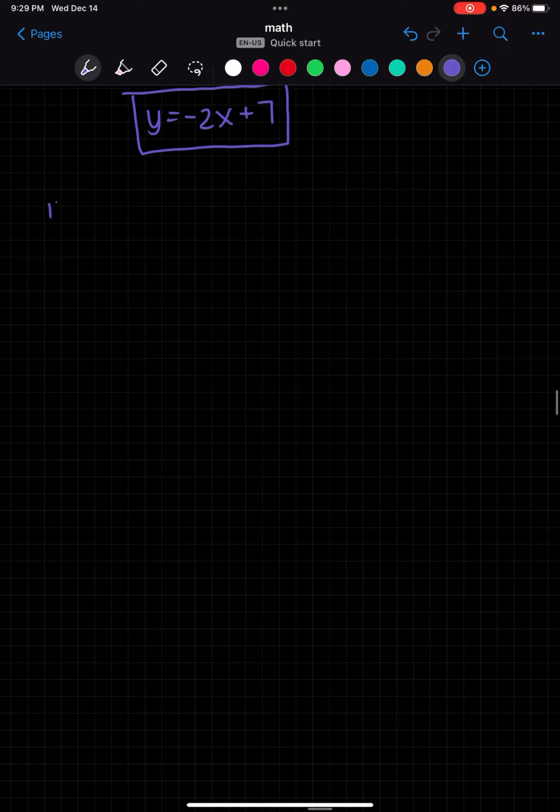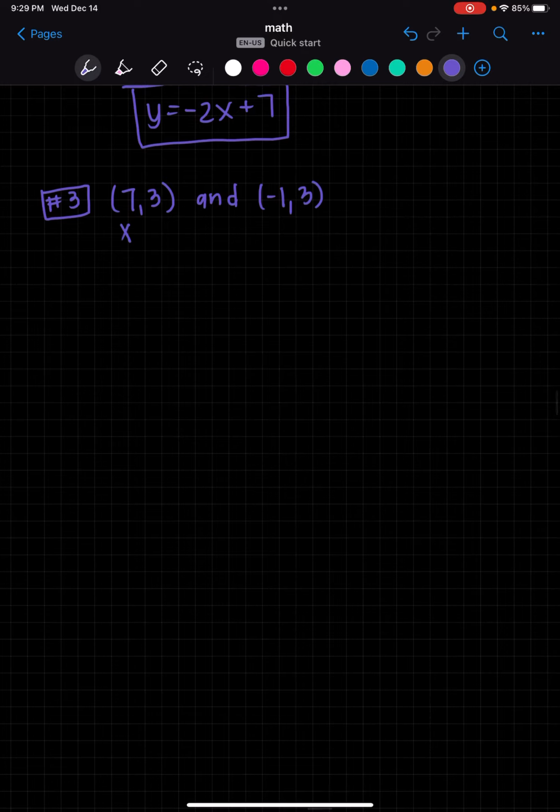Okay, number 3. So the third example wants you to go through (7, 3) and (-1, 3). So first step, label it x1, y1, x2, y2. Now we want to find the slope between those two points.